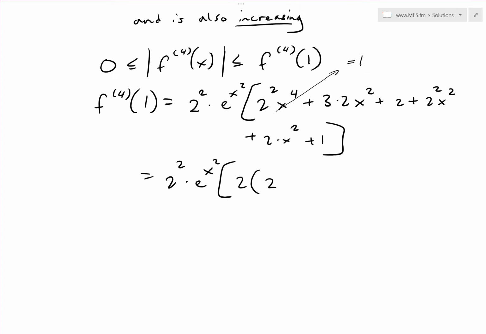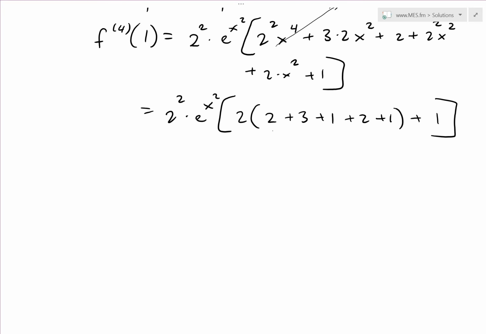So factoring it out, plus there's a 2, so there's a 3. We factor this out, plus 1. This is going to be plus 2. This is 1. And then plus this 1 is by itself. It's not factoring that part out because it's just a 1. So what this equals to, this is a 2 plus 3 is 5, plus 1 is 6, plus 2 is 8, plus 1 is 9. So 2 times 9 is 18, plus 1 is 19.